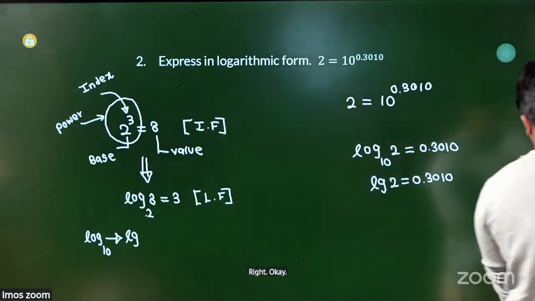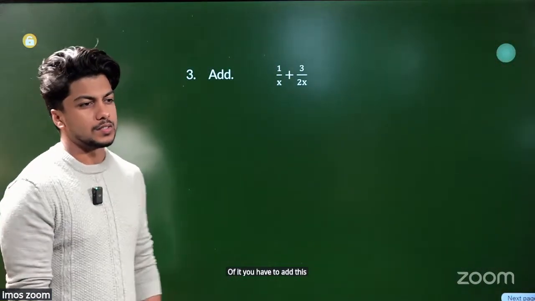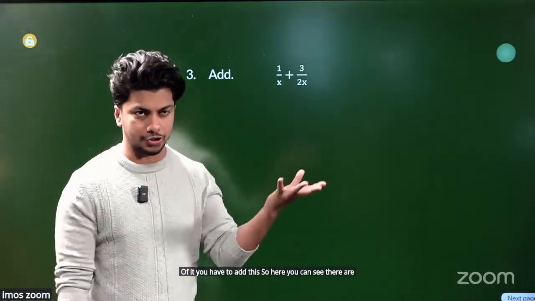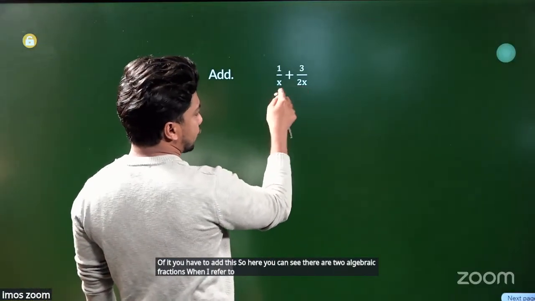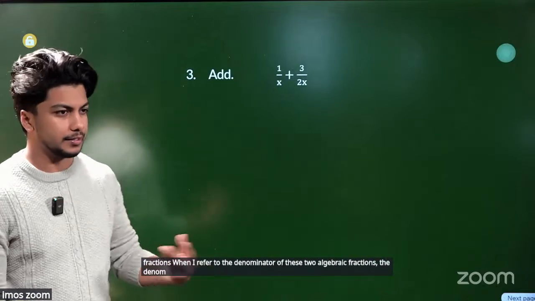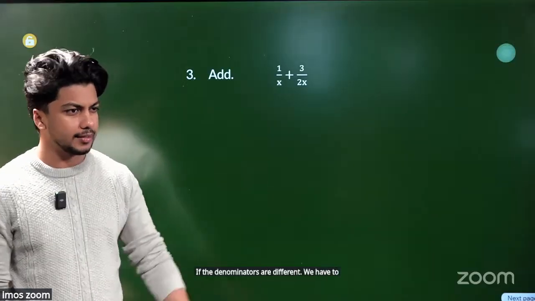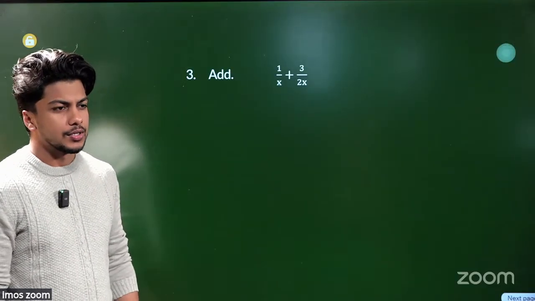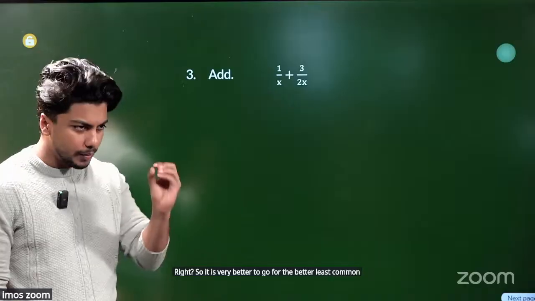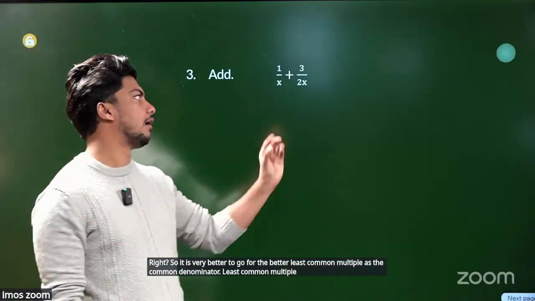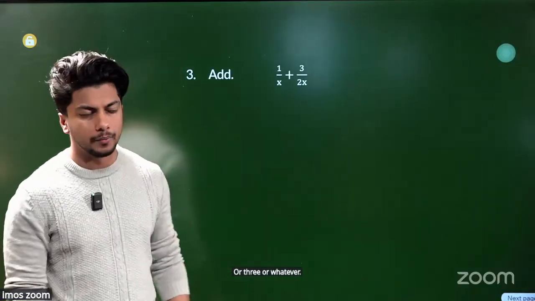Okay, let's go to the next question. All right. You have to add this. So here you can see there are two algebraic fractions. When I refer to the denominators of these two algebraic fractions, the denominators are different. If the denominators are different, we have to go for a common denominator. So it is better to go for the least common multiple as the common denominator, the least common multiple of the two denominators, or three or whatever.